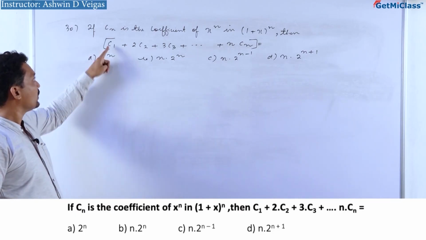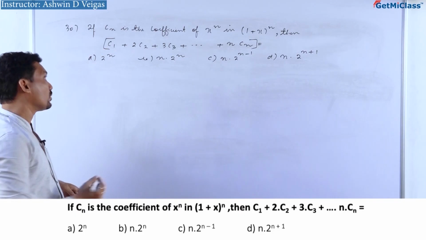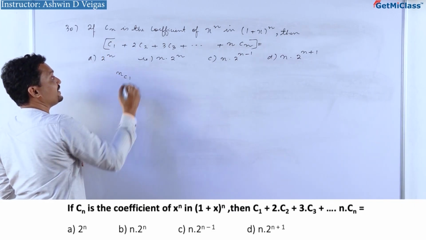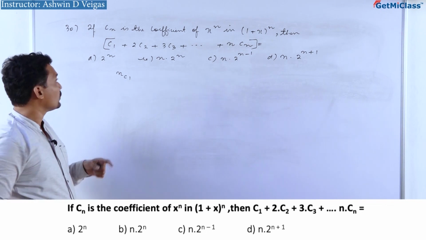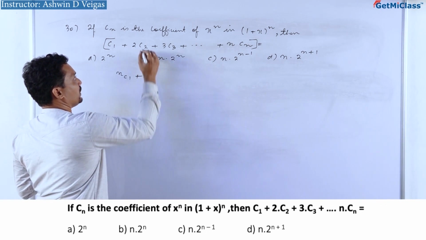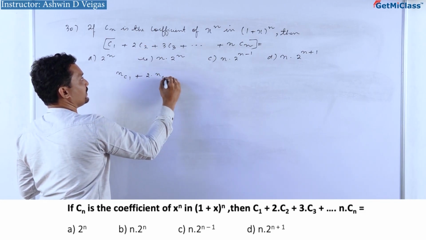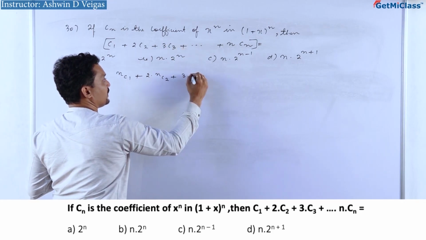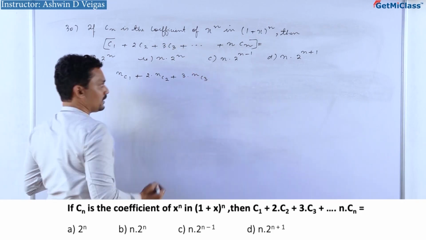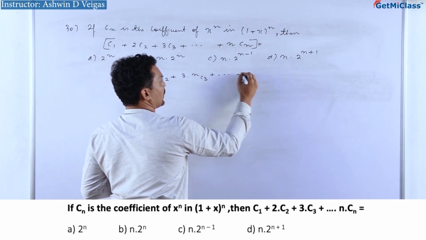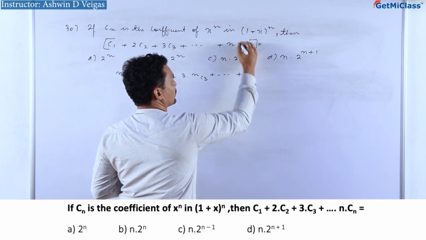Now actually the meaning of C1, we don't write it, but the meaning of C1 is actually nC1. Similarly, plus 2 into, the meaning of C2 is actually nC2, plus 3 into, the meaning of C3 is actually nC3, etc. Like that we have to find this sum up to n into nCn.